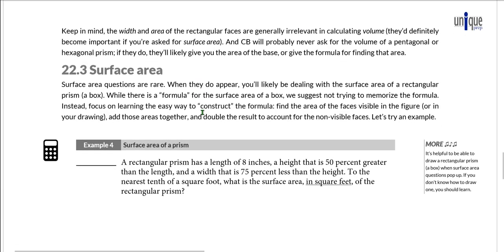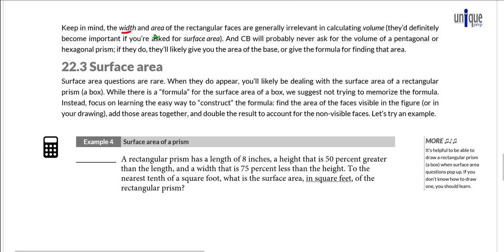In terms of the width and the area of those rectangular faces that connect the bases of the prism, those parameters are generally not going to be relevant when we calculate volume. Of course, when we start to deal with surface area, which we're going to do in a moment, the area of those rectangular faces or the width of them will become important. So let's talk about surface area, where those things might become important.